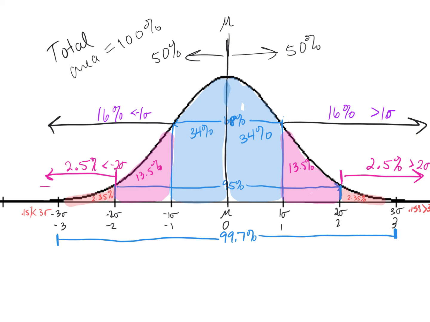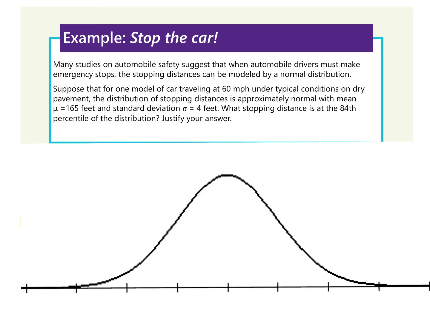Right. Many studies on automobile safety suggest that when automobile drivers must make emergency stops, the stopping distances can be modeled by a normal distribution. Suppose that for one model of car traveling at 60 miles per hour, under typical conditions on a dry pavement, the distribution of stopping distances, this is what you need to write down, is approximately normal with a mean of 165 feet and a standard deviation of 4 feet. What stopping distance is at the 84th percentile of the distribution? Justify your answer.